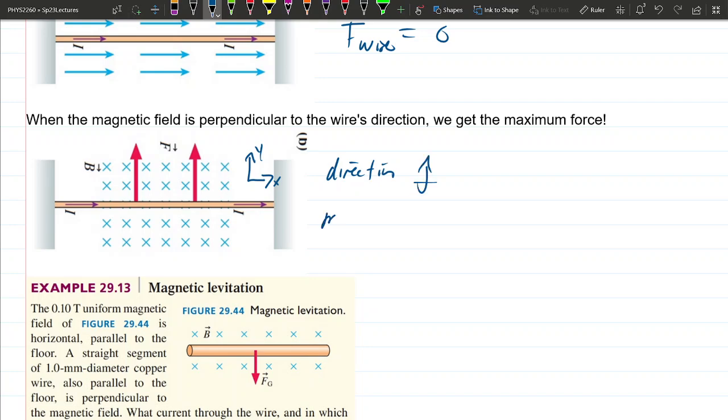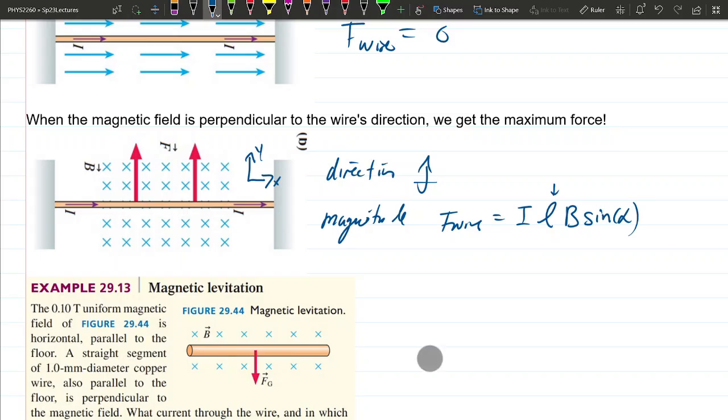And to calculate the magnitude, once again, you do the magnitude and the direction separately. It's just the magnitude of the current, the length of the wire, times the magnetic field, times the sine of the angle between the wire and the magnetic field. In this case, it's 90 degrees, so it actually comes out to be a factor of 1.